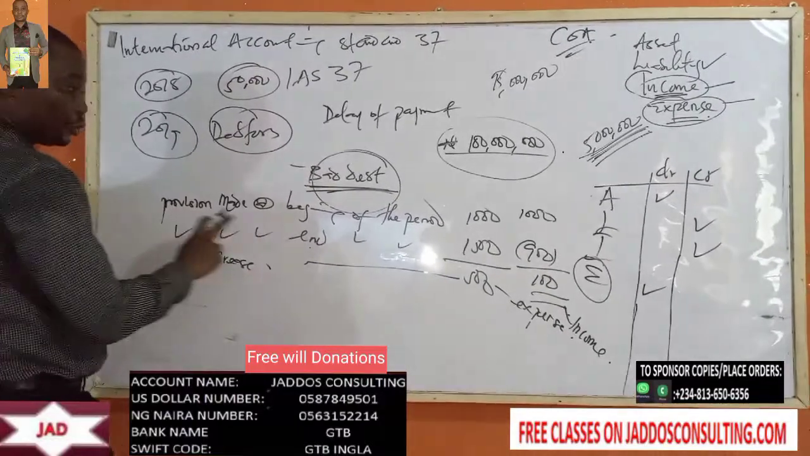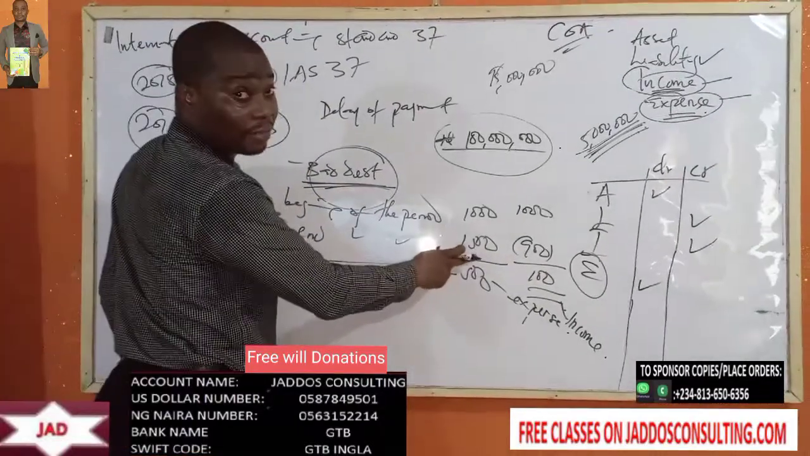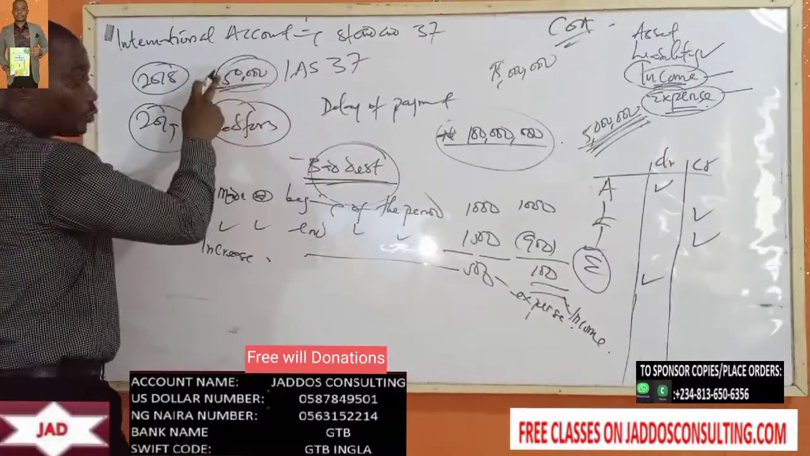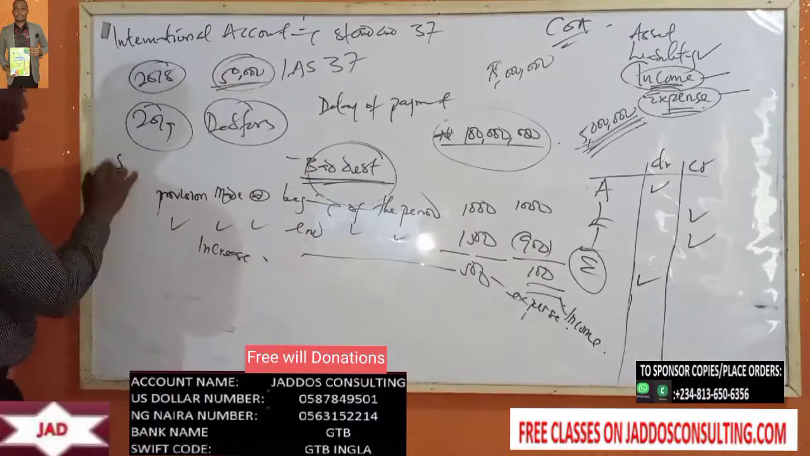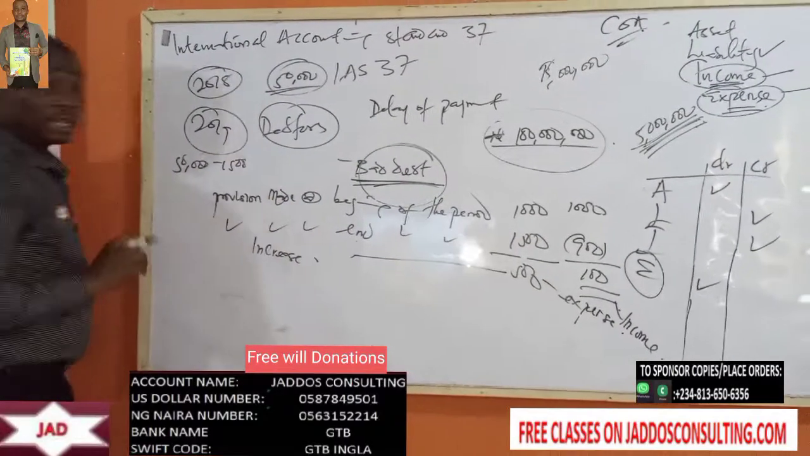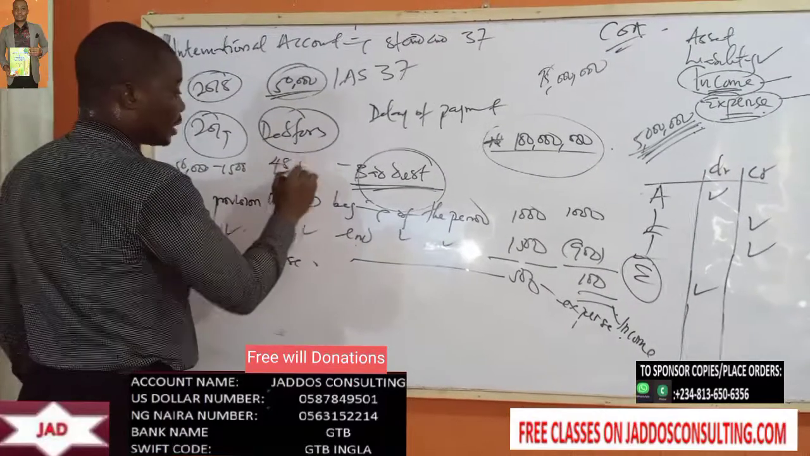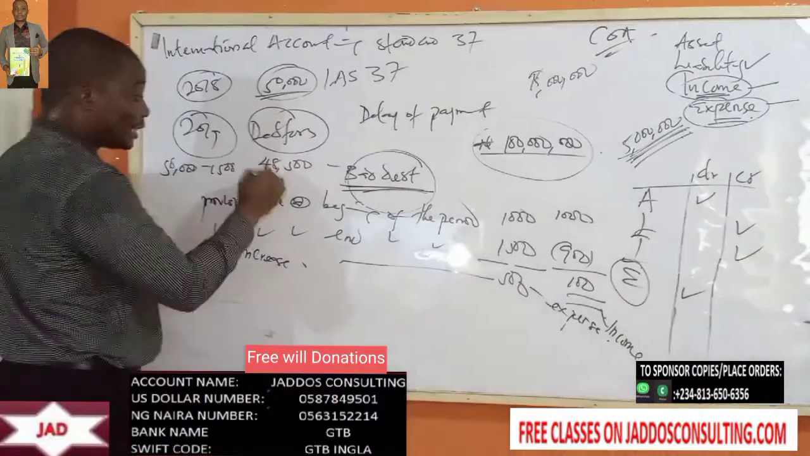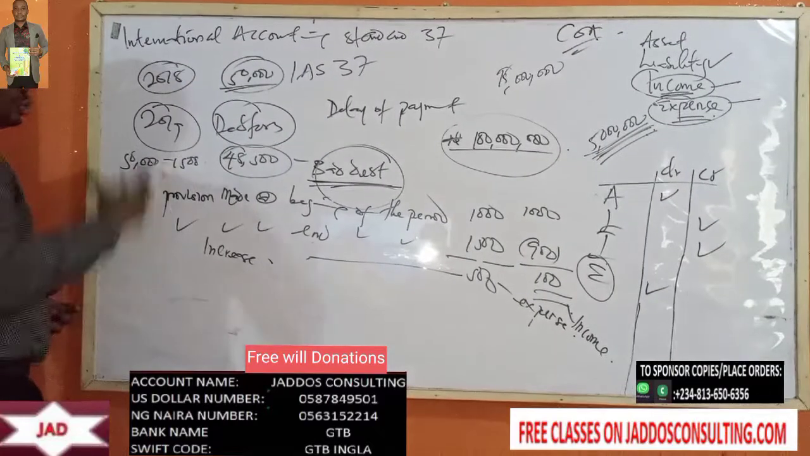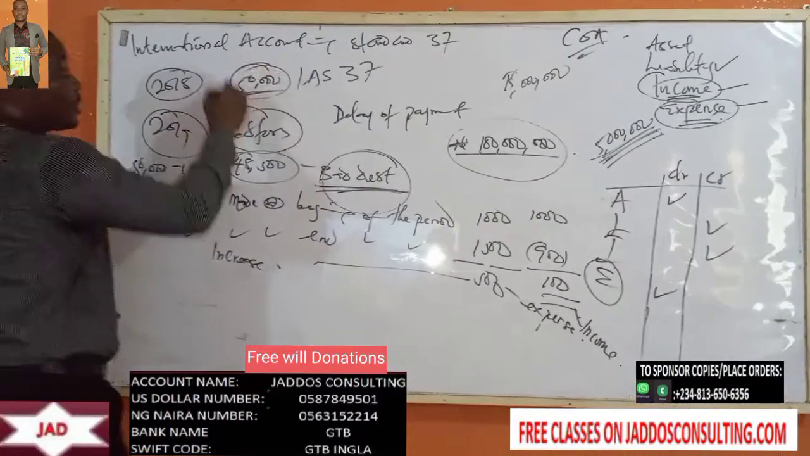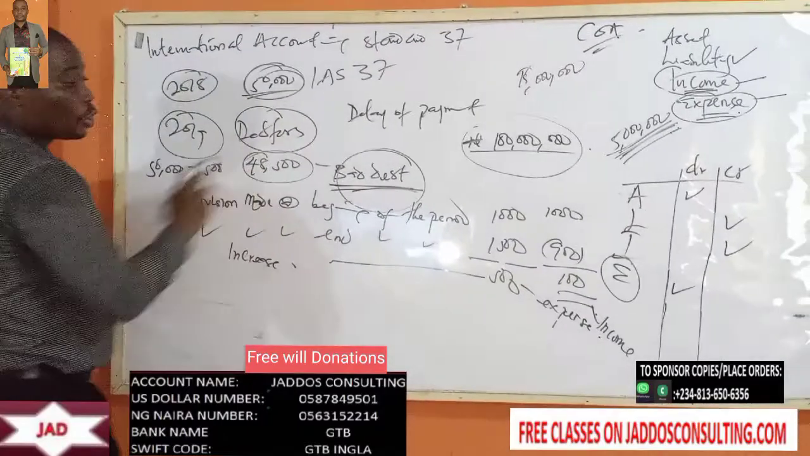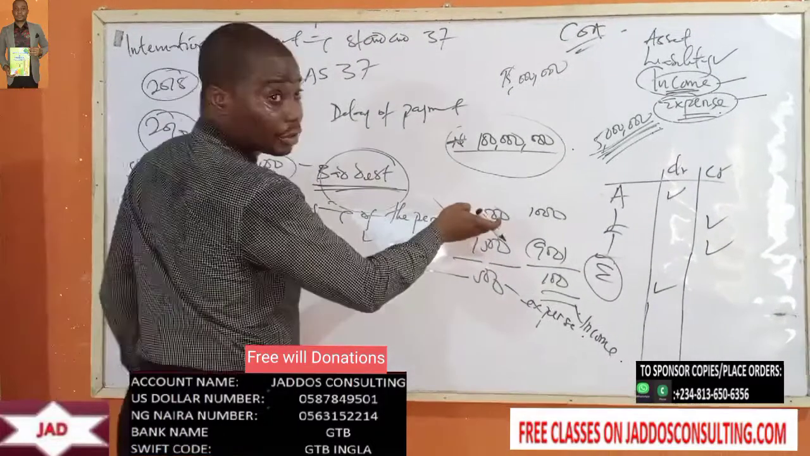Remember, we've made a provision at the end of the period of 1,005. Okay? So that means that this debtor value now will reduce from 50,000 to how much? 50,000 minus 1,005. Okay? That's about 48,500. So what we're saying is that we are expecting to lose, or we're making provision to reduce what? Debtor from 50,000 to what? 48,500.